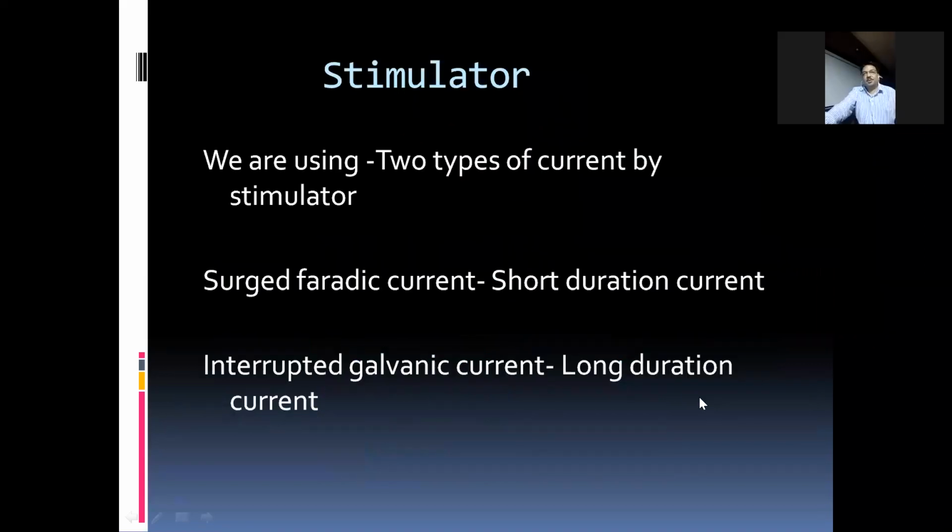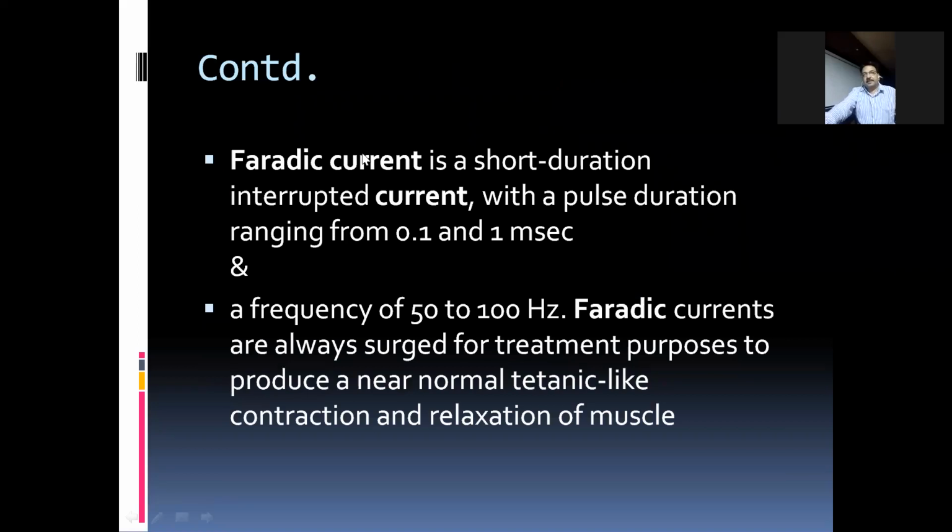Currents should be remembered on your fingertips. By practice, you will come to know which current we use for which kind of muscles, whether paralytic or weak. Generally, S for short, S for surge faradic, is a short duration current, and interrupted galvanic is a long duration current we are using. Next slide please.